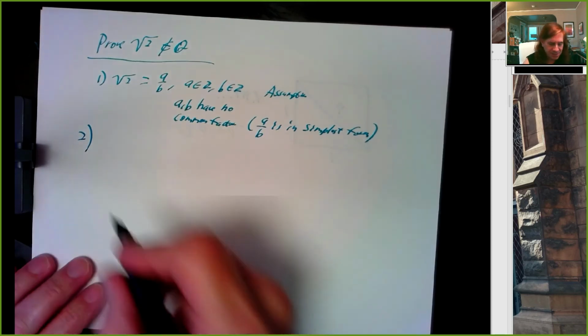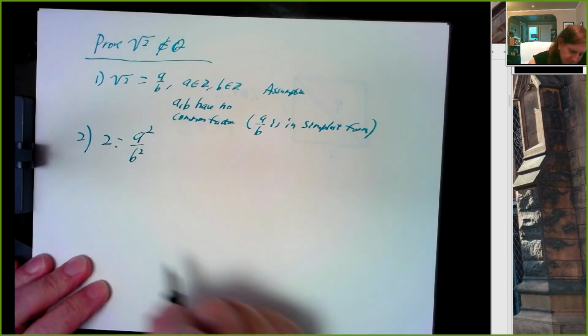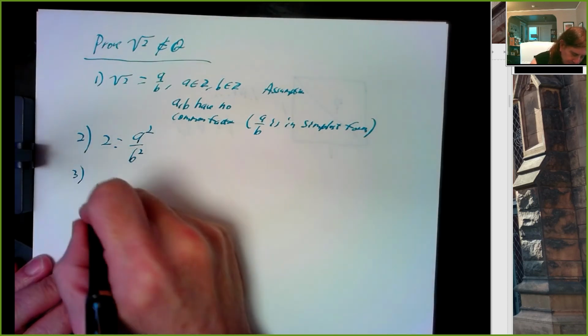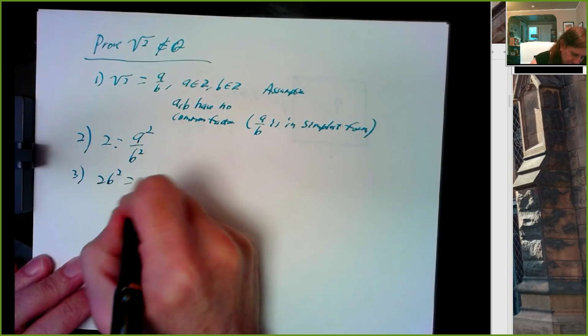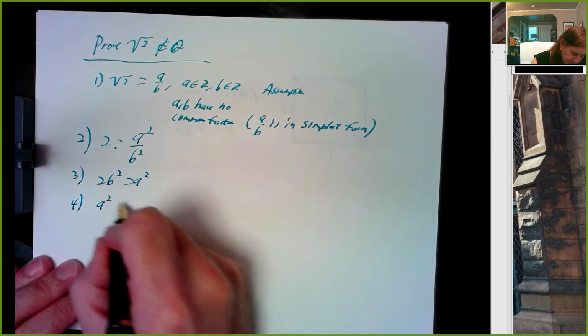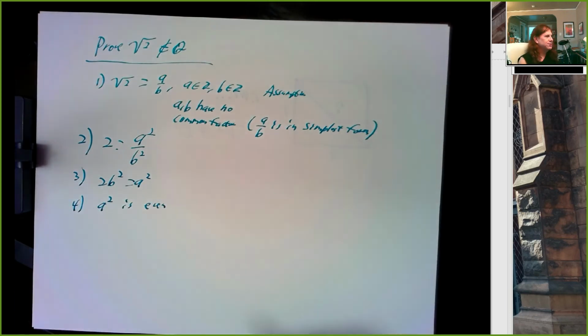All right, so square root of 2 is a over b. Let's square both sides: 2 equals a squared over b squared. That's algebra. 2 times b squared equals a squared. That's algebra. A squared is even, because it's twice an integer. B is an integer, so b squared is an integer.